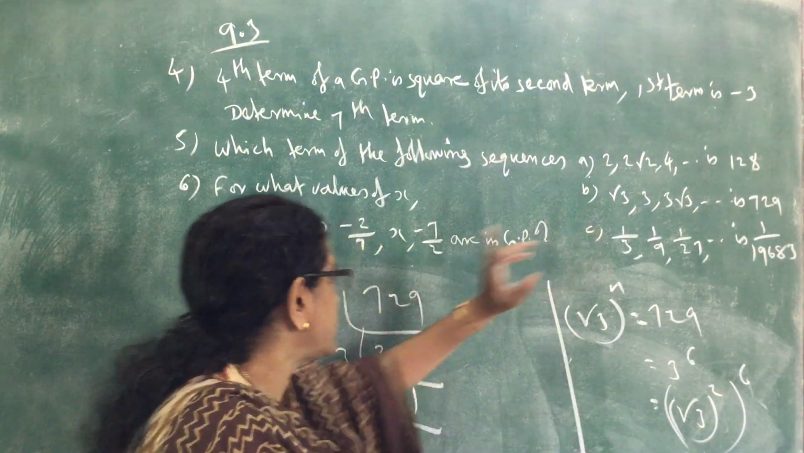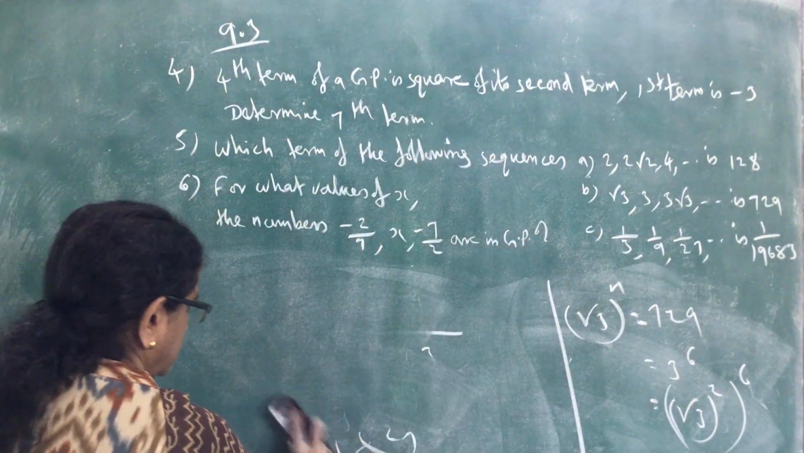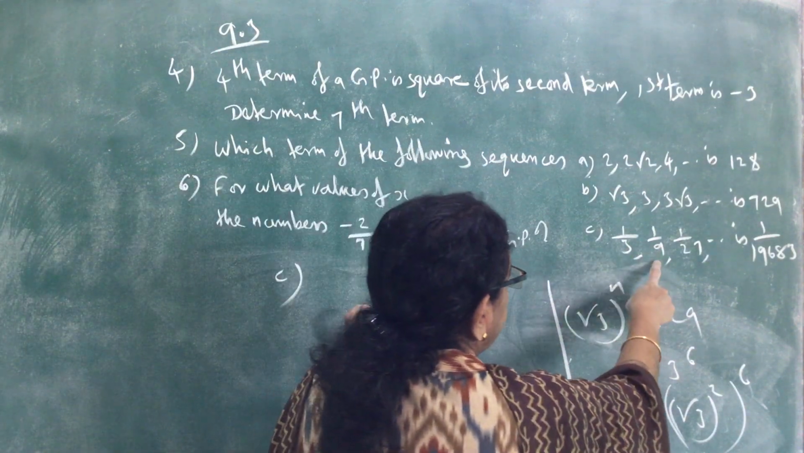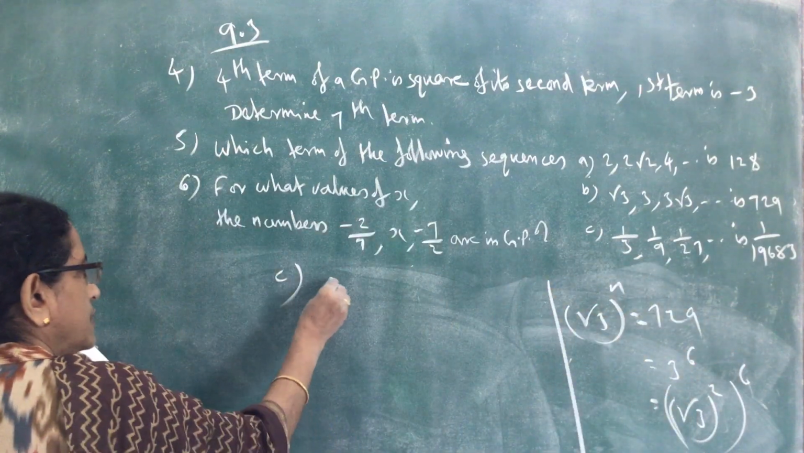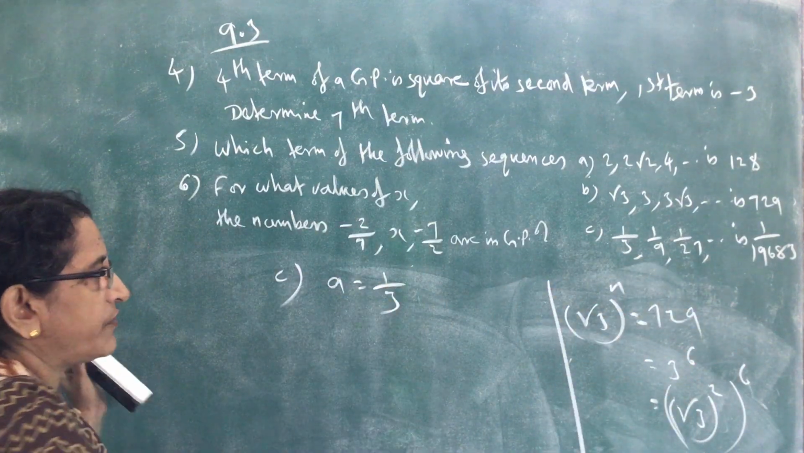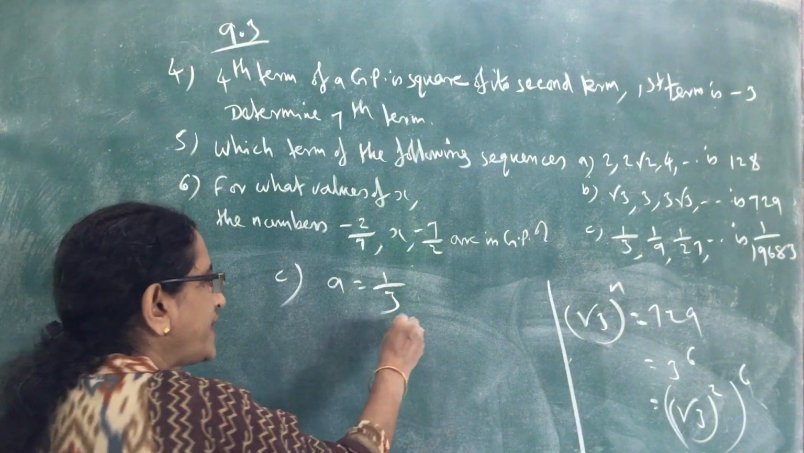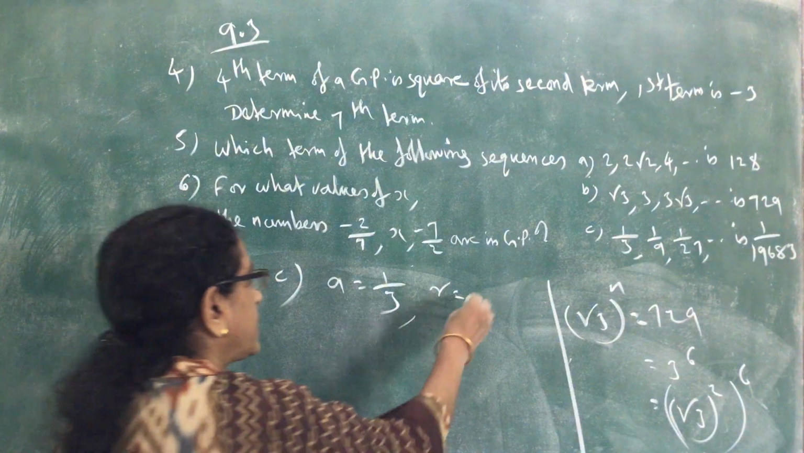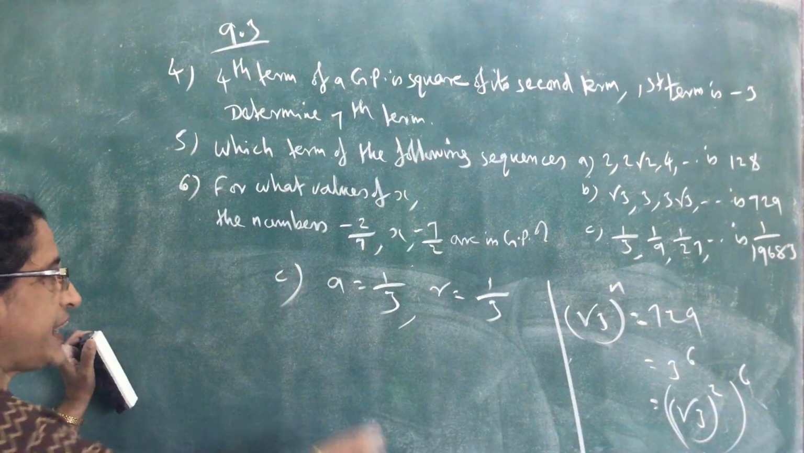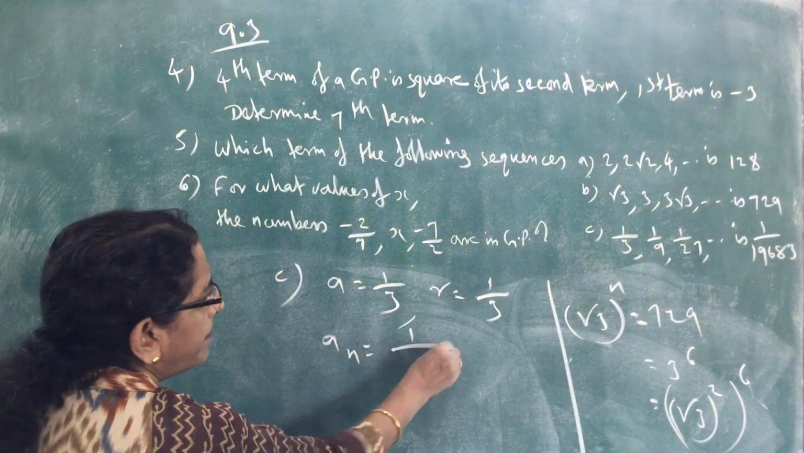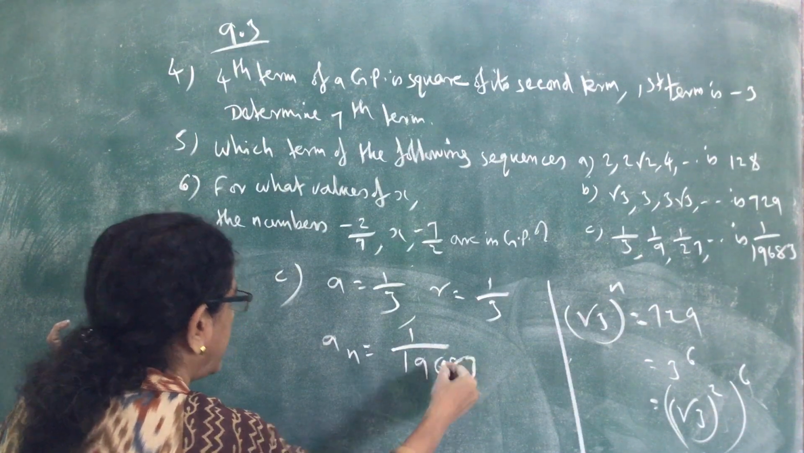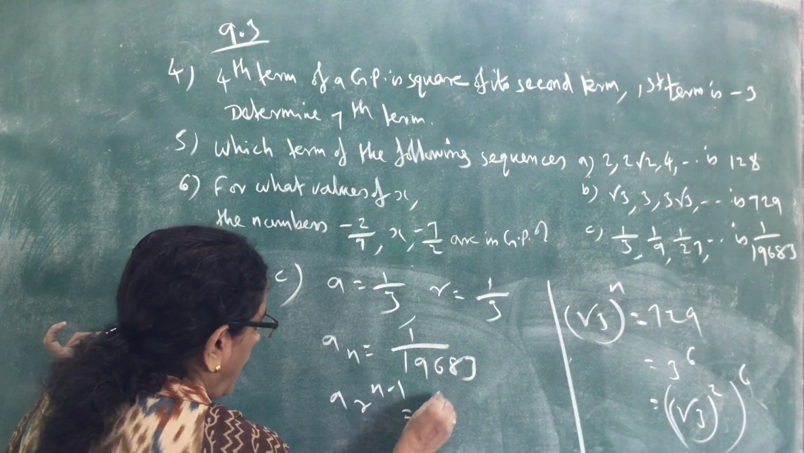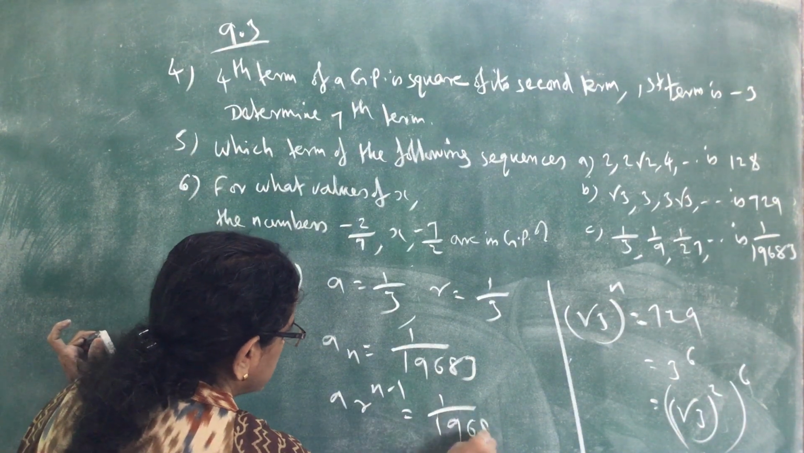Now see question number C. In 1 by 3, 1 by 9, 1 by 27, etc. So A equal to 1 by 3, the first term. Then common ratio R equal to 1 by 9 divided by 1 by 3, that is 1 by 3. R equal to 1 by 3. Then An equal to 1 by 19683. So A into R raised to n minus 1 equal to 1 by 19683.